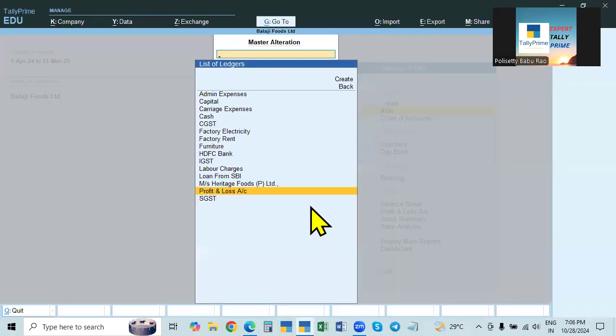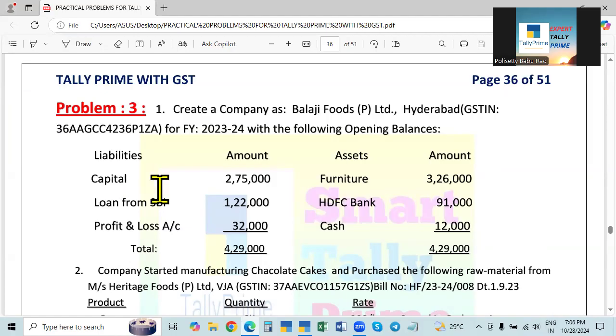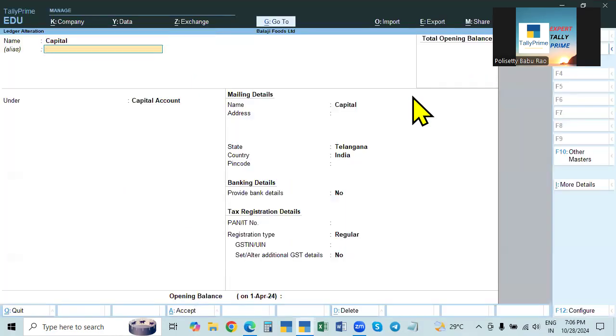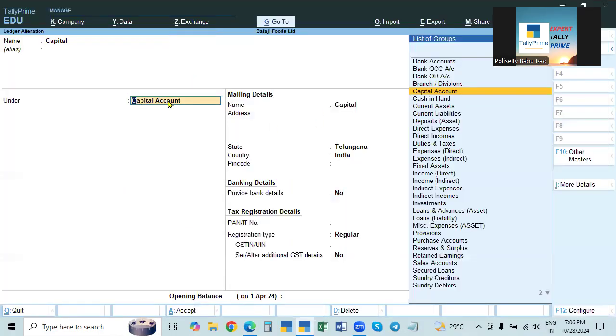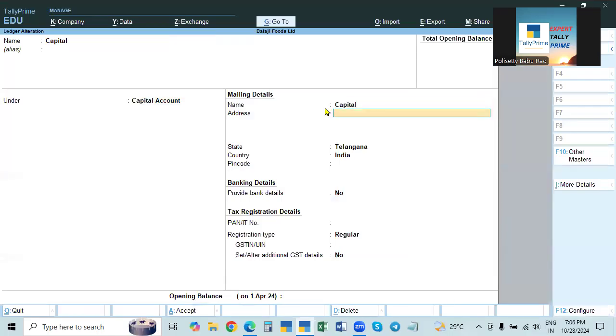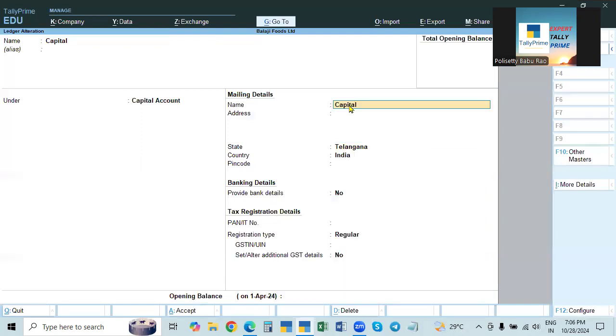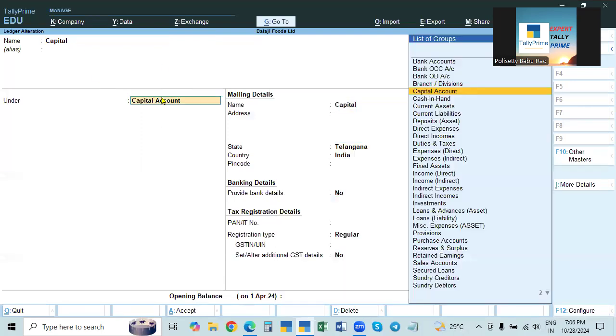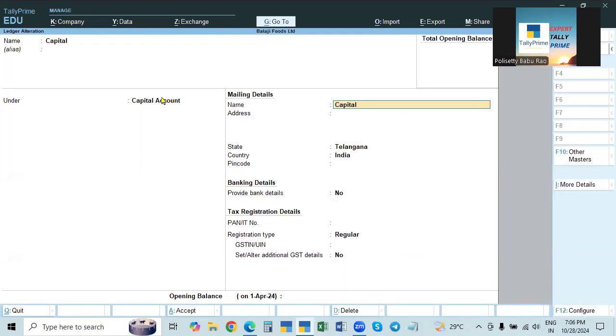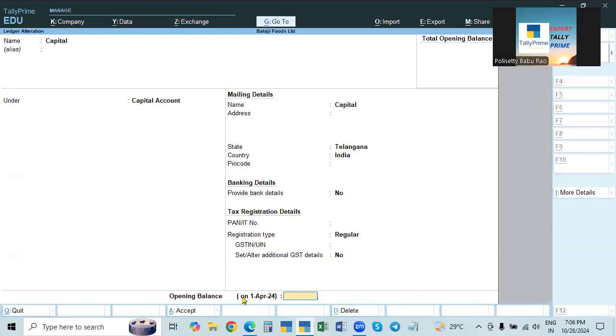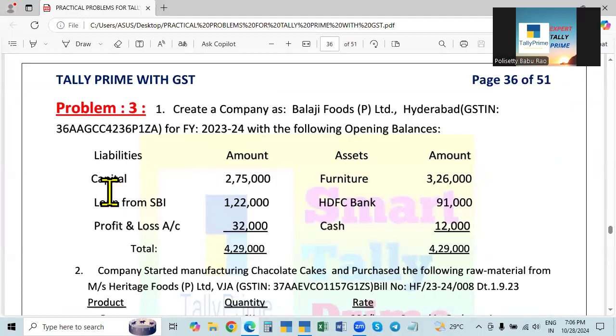So first of all, I have already created capital. See, capital. It comes under capital account. After that, when you come to this side, you can go on clicking enter and you will come to the last field, that is opening balance. The date is first April 24. I am taking 2024. So capital.